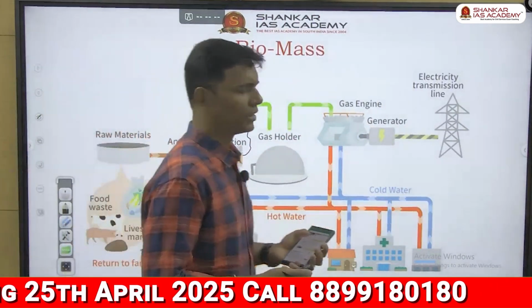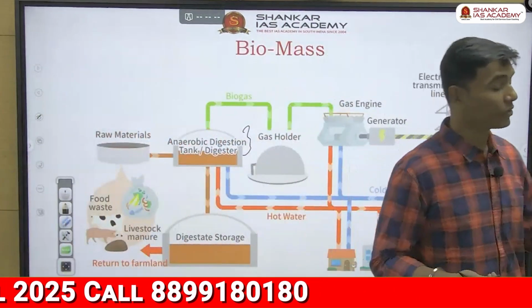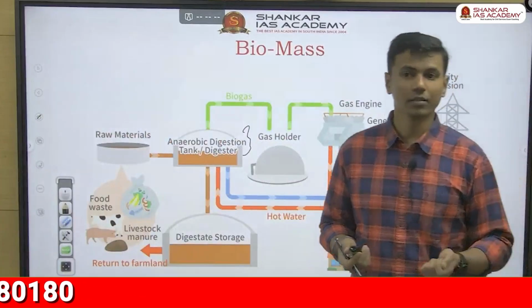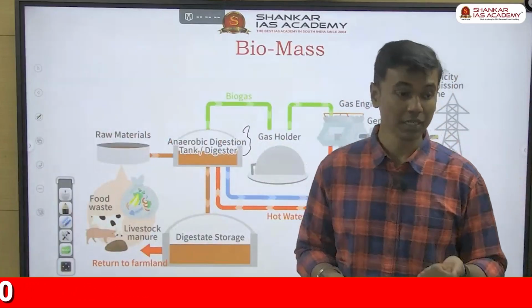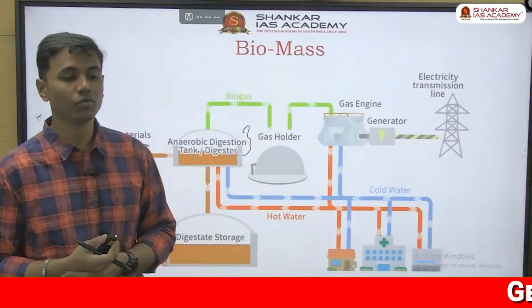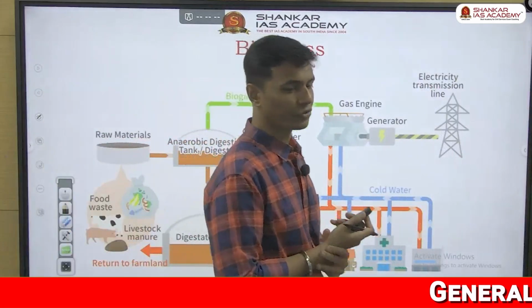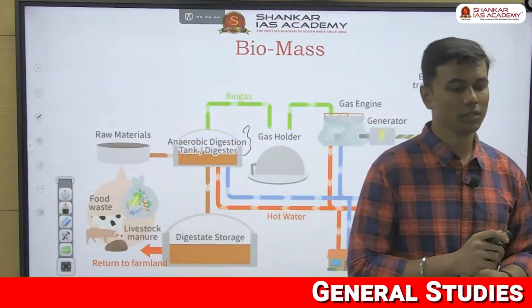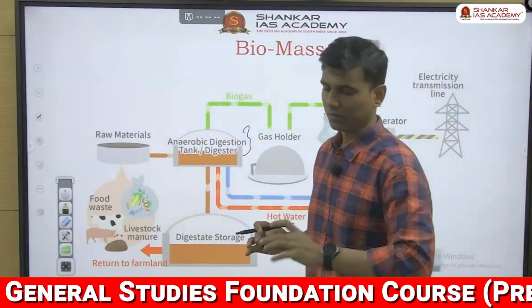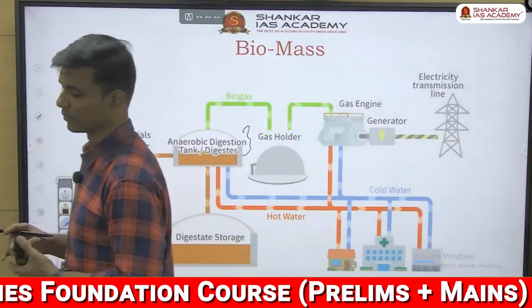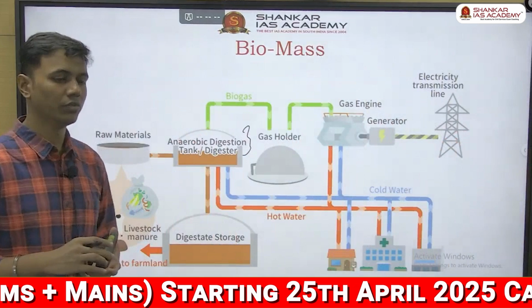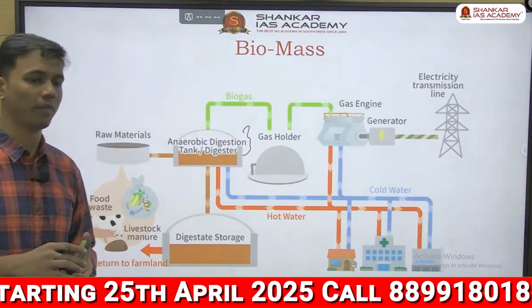Then, any other disadvantage of biomass? Greenhouse gas emission. It is not emitting carbon dioxide. It's not emitting particulate matter, but still greenhouse gases, correct? Methane, carbon monoxide, all these can be emitted. So it can lead to greenhouse gas emission, GHG emission.